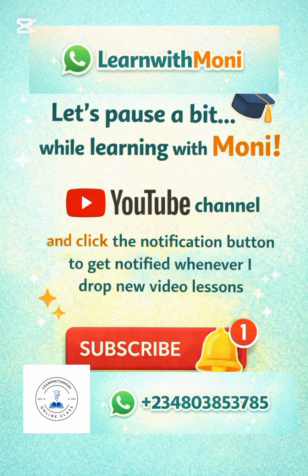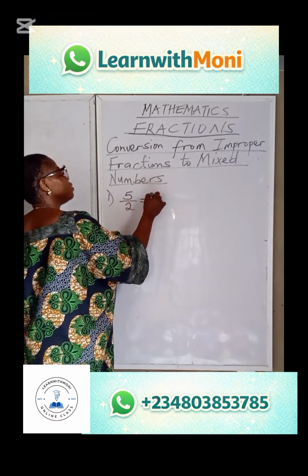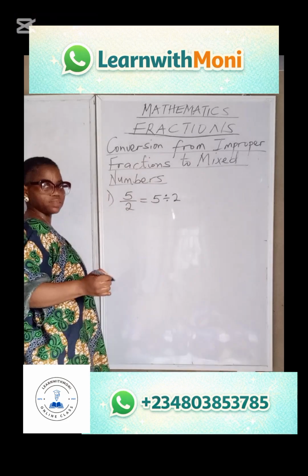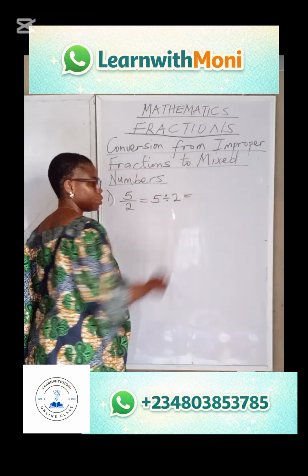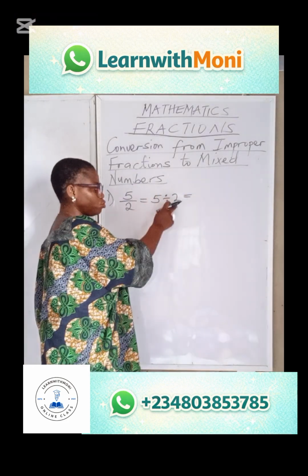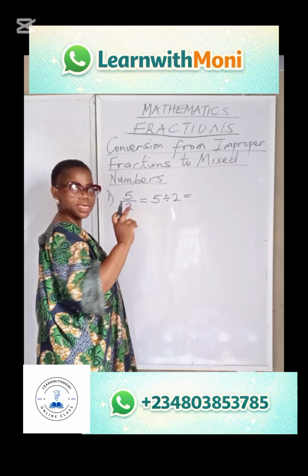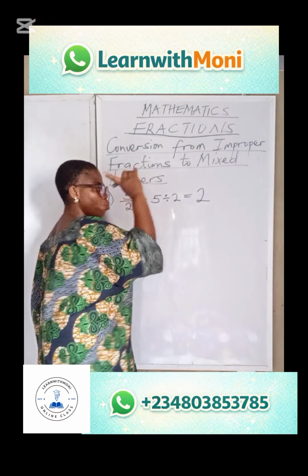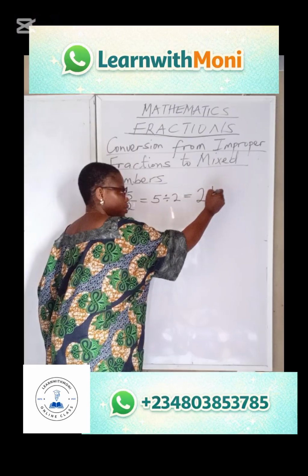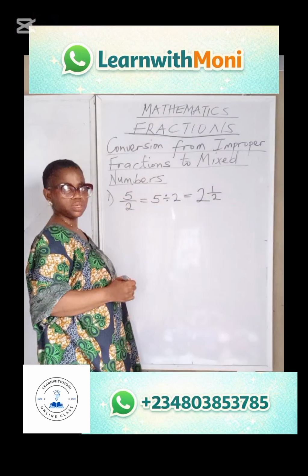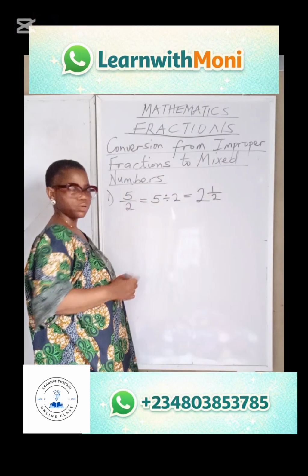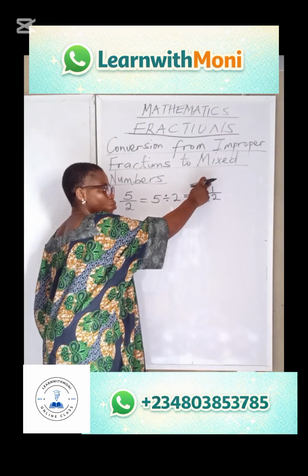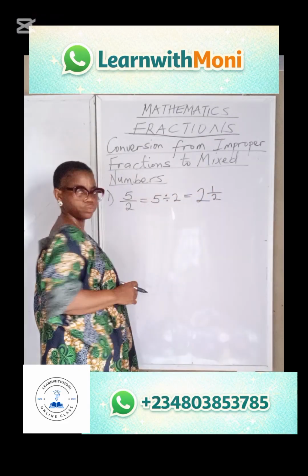Thank you. This 5 over 2 means 5 divided by 2. That is what it means. So let me ask you, how many times can I get 2 from 5? I can get 2 from 5 2 times, and it will remain 1. That 1 is needed to be divided by 2. 5 divided by 2, I got 2 wholes, remaining 1 over 2.